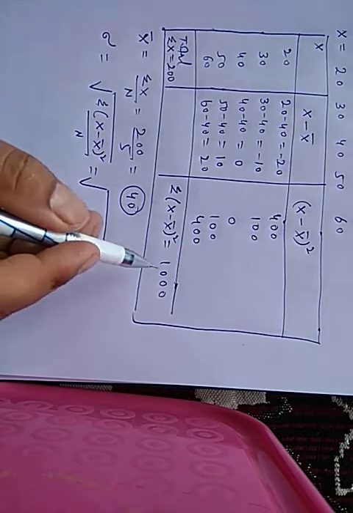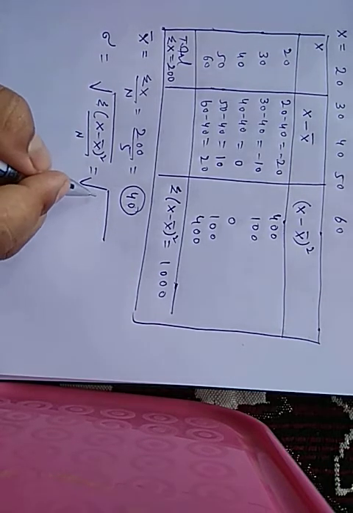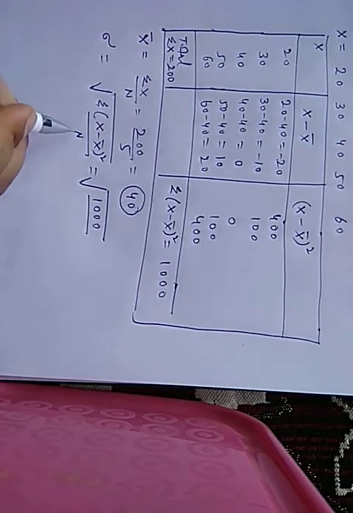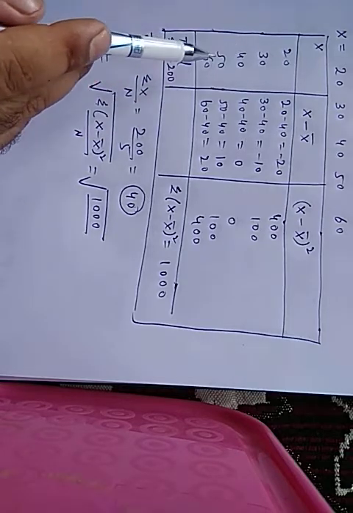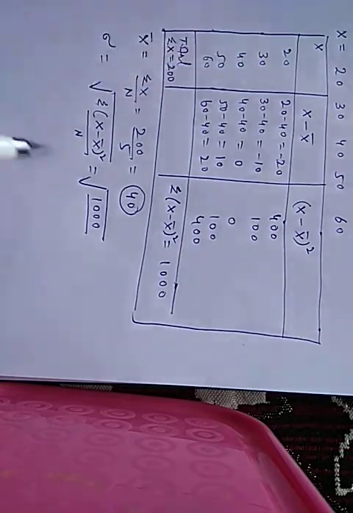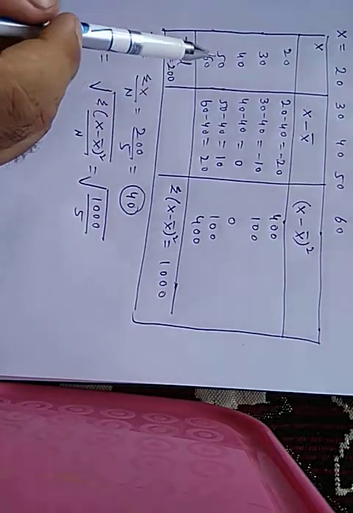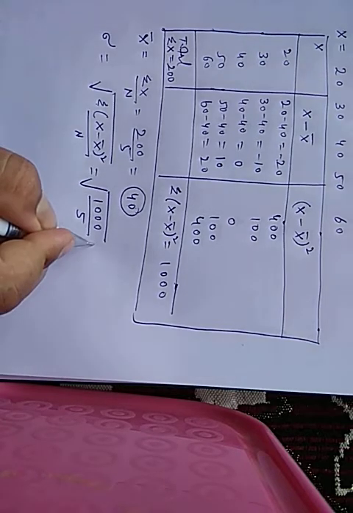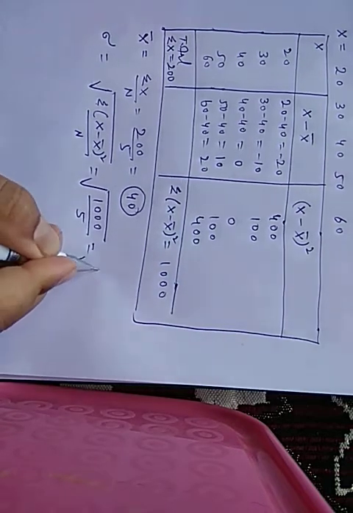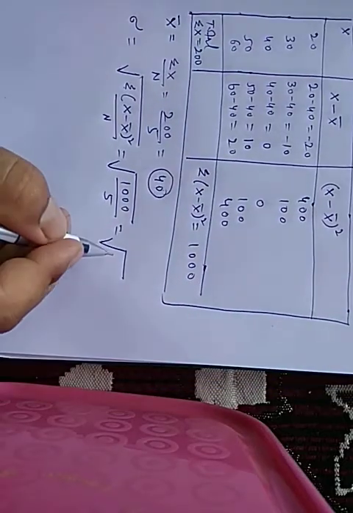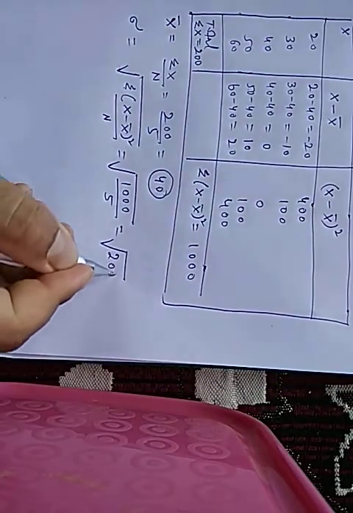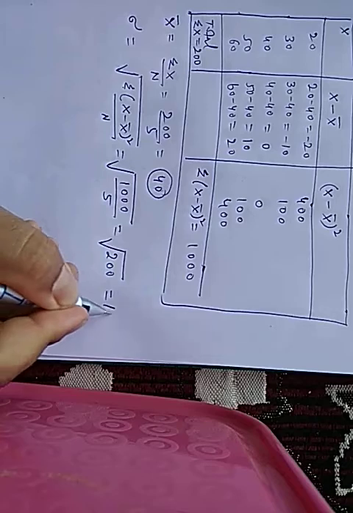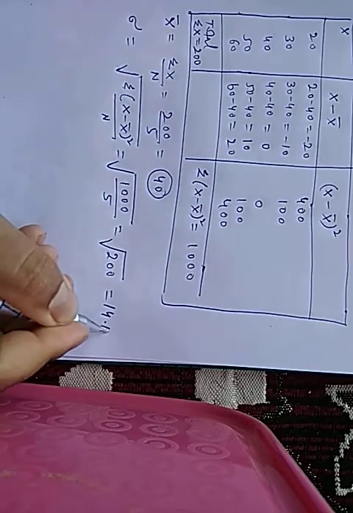sigma (x minus x bar) whole square, which is equal to 1000, divided by n, the number of observations, number of items in a given series, which is equal to 5: 1, 2, 3, 4 and 5. That means marks of 5 students. It will be equal to under root of 200, which is equal to 14.14.